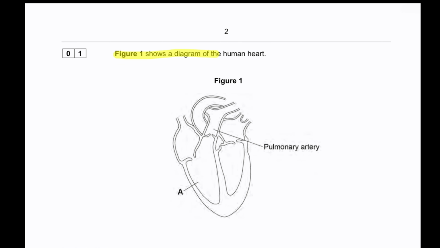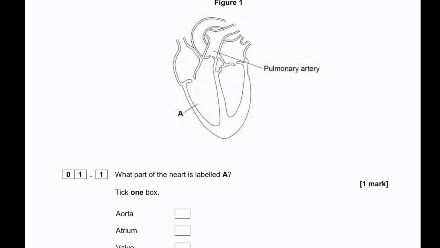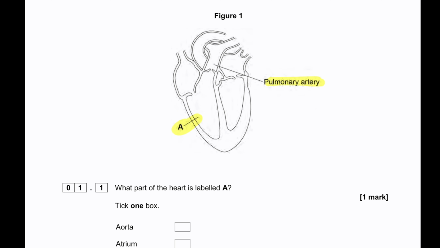Figure 1 shows the diagram of a human heart. We can see the pulmonary artery is labeled and it asks what is section A. First, let's see what are the sections we have here. First of all, we have aorta. Now the aorta comes from the left ventricle, so this is the aorta.